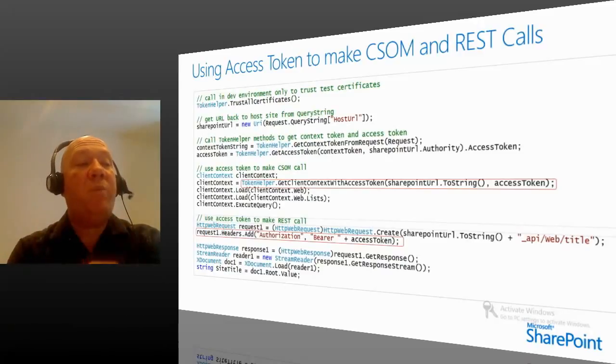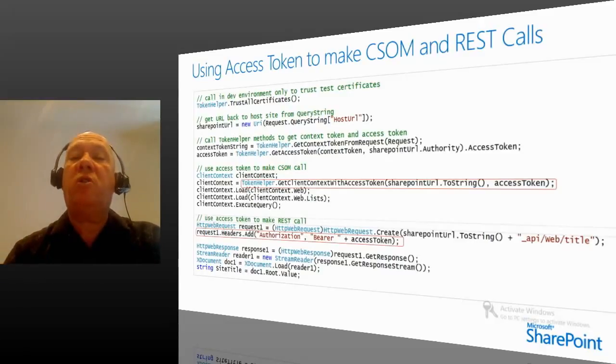So it grabs the information from the request that has the context token, the SP app token that you saw a couple of slides ago. On the token helper, you can now call something called GetAccessToken. You pass in the context token and you pass in the SharePointUrl.Authority, which is the URL for the secure token service that happens to be set up there.